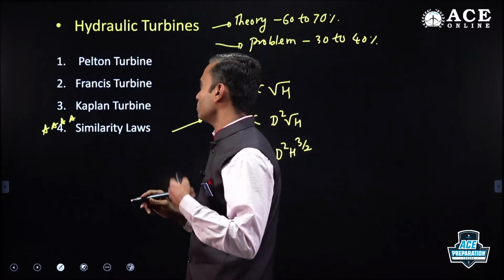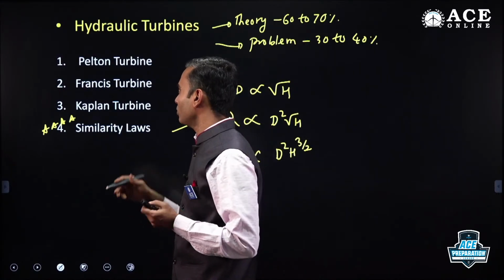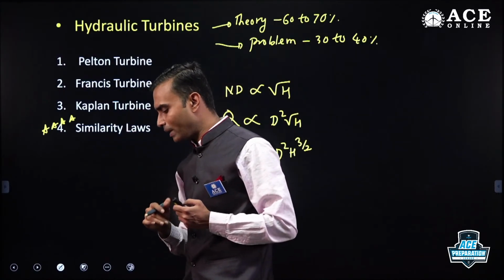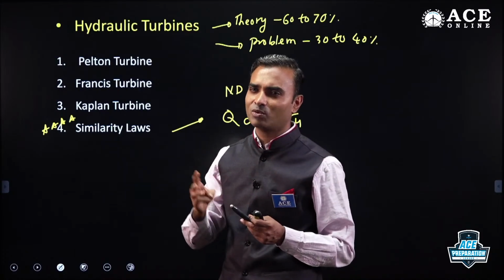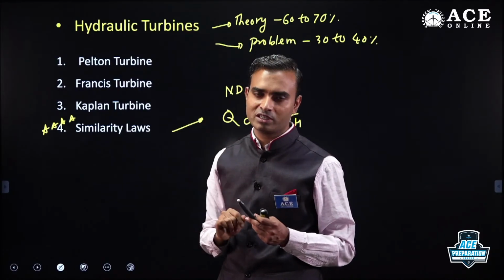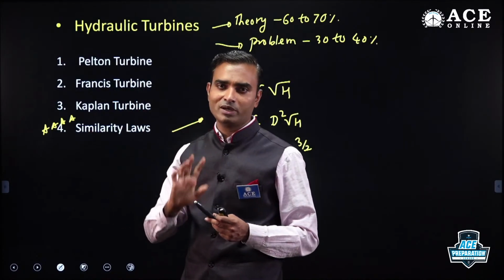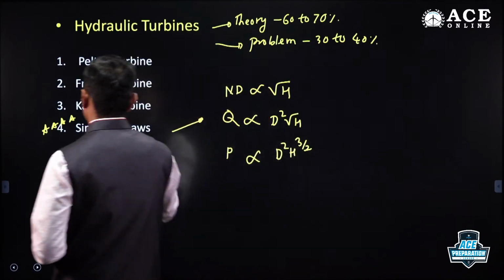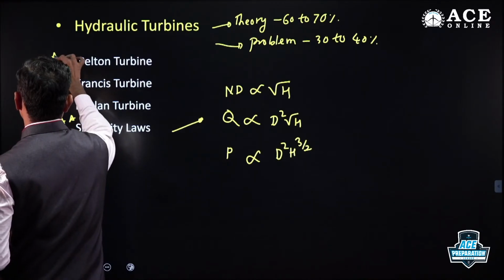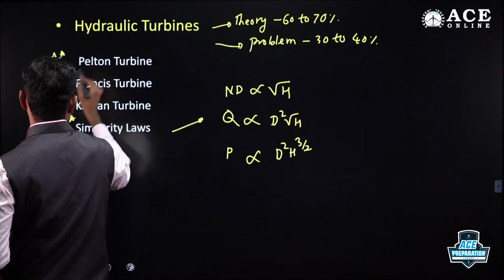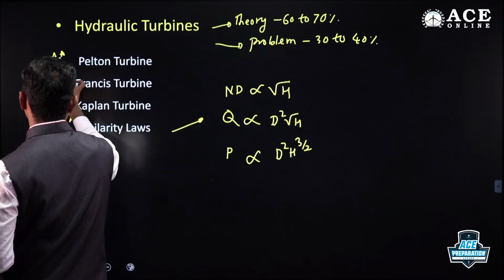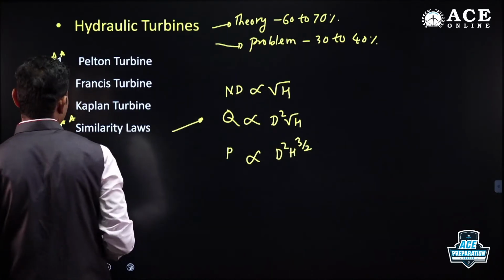If you want to see the probability of these questions, then on Pelton turbine, I think in the last 10 years there are only 3 to 4 numerical questions. On Francis turbine there are 2 numericals, on Kaplan turbine there is 1 numerical. So 3-star weightage I will give for Pelton turbine, Francis turbine 2-star weightage, and Kaplan turbine 1-star weightage.